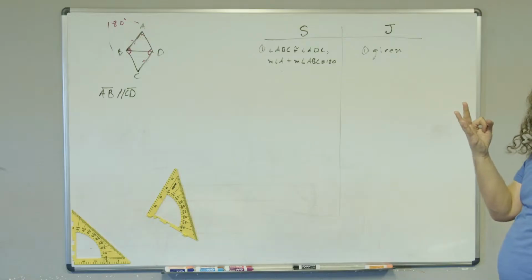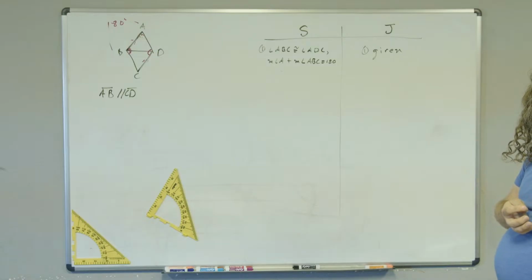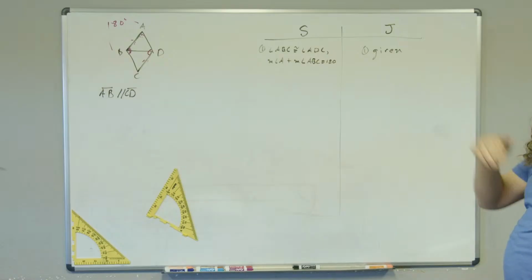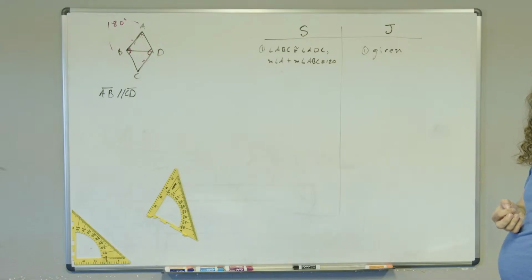There's three this time. AB is one of the ones we're trying to prove. AB is one of the two that are parallel, but we're going to prove that they're parallel. Which ones are transversing AB and CD? BC, yes. What else? BD, yes, and there's one more.